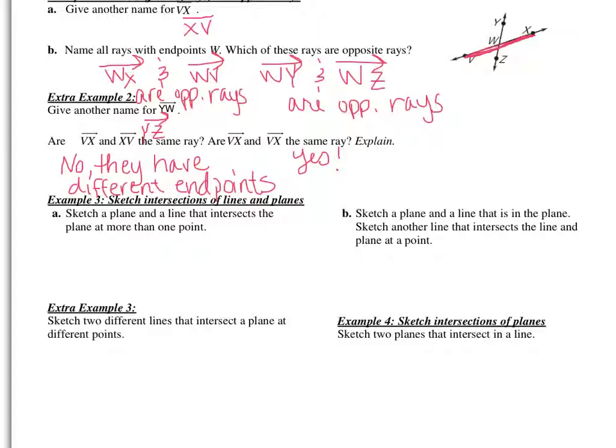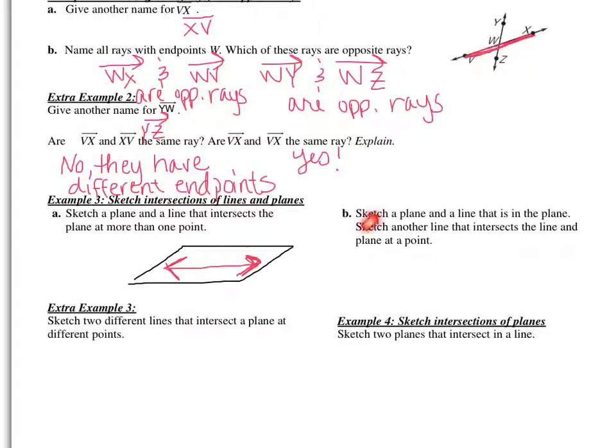All right, the next piece is sketching, making sketches, and this can be tricky for some students, so just do your best. That's all I ask you, do your best. So it says sketch a plane and a line that intersects the plane at more than one point. So in order to do that, I'm going to sketch my plane and make it look kind of like a sheet of paper. And a line that intersects it at more than one point is going to just have to be a line that's going right through the plane. So that would be my picture right there.